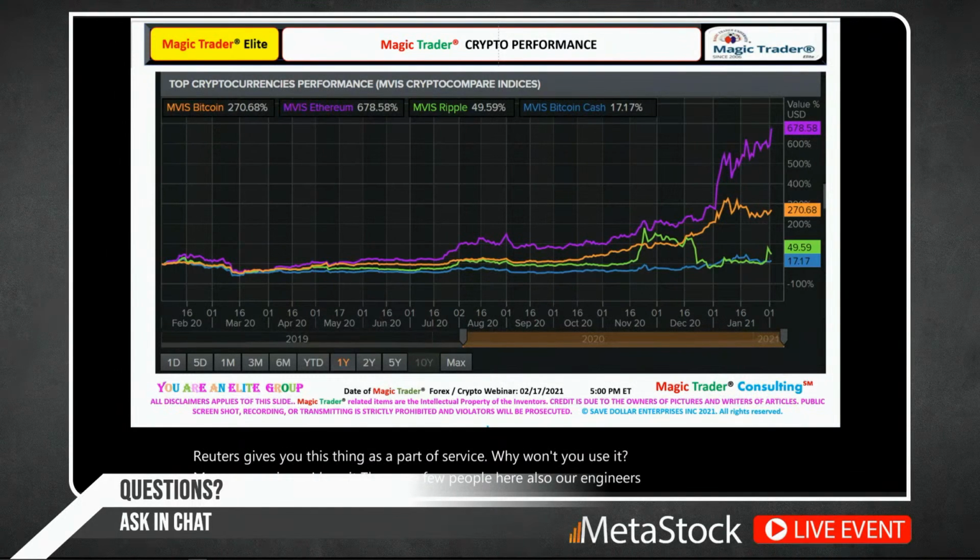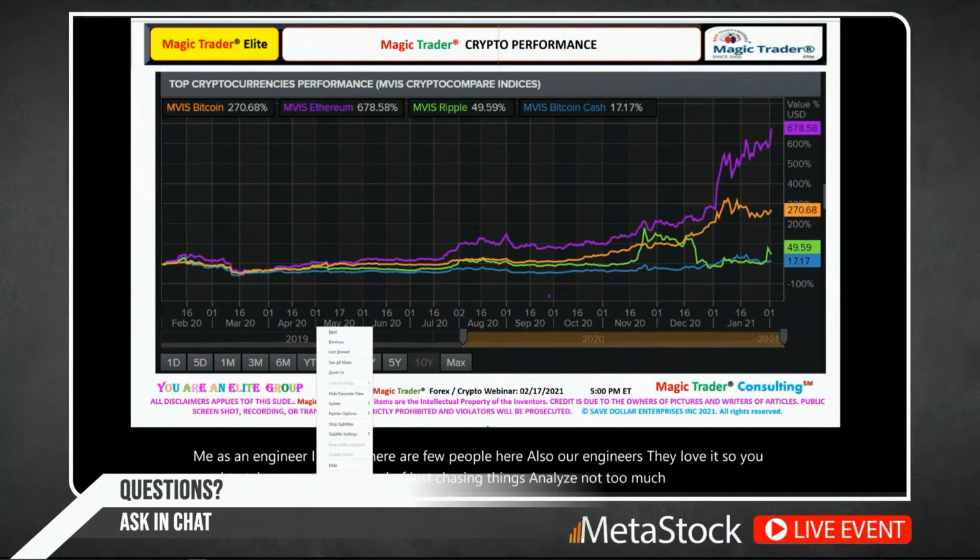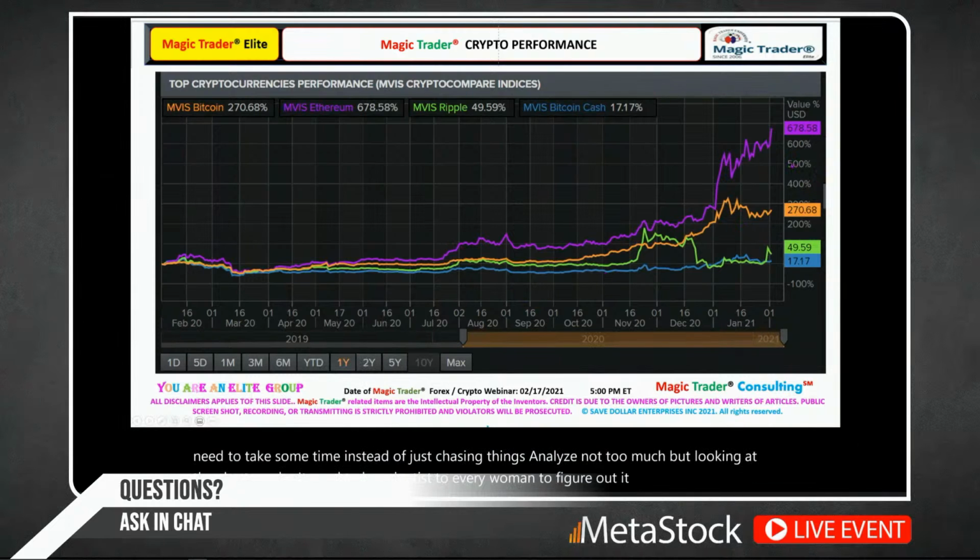They love it. So you need to take some time, instead of just chasing things, to analyze. Not too much, but look at the chart. We don't need to be scientists on every movement to figure it out. It looks good, it's going higher, and you put that Ethereum on Magic Trader, and you get the entries and risk and everything there. But why should I chase BTC if I have 678% performance? That doesn't mean it's going to keep going, but look at the Magic Trader. That tells you the whole story of what is really happening inside Ethereum. So you could compare a lot of things just by looking at these simple things Reuters does for you.